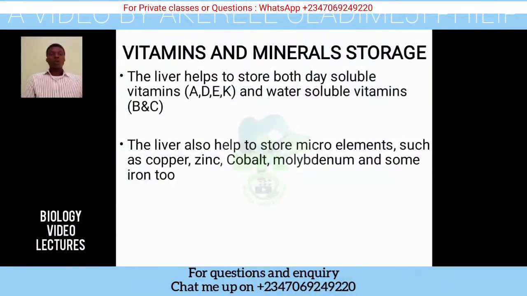So also the liver helps to store minerals. It helps to store both the water soluble and the fat soluble vitamins. I'm sorry for the typographical error. You can see that they're supposed to be fat. I don't know what changed that. So fat soluble vitamins, which are A, D, E and K, and water soluble vitamins, which are B and C. Now the liver also helps to store microelements such as copper, zinc, cobalt, molybdenum, and some ions too. So that's what the liver helps us to store.